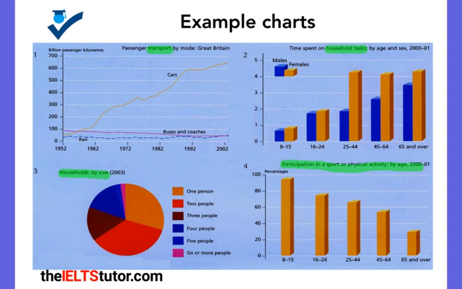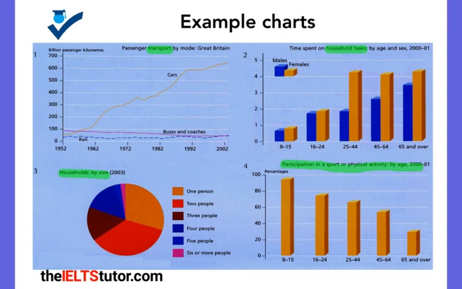Okay, now my next question is, which ones are based on totals? Which ones are based on proportions? Which ones are based on percentages? And which ones are based on averages? And how do we know this?